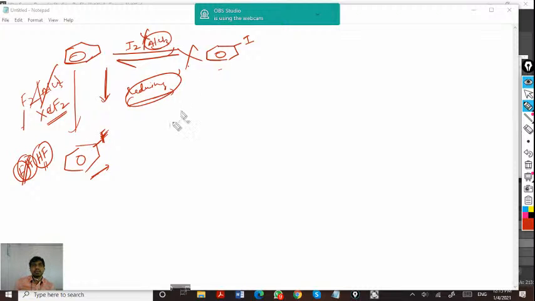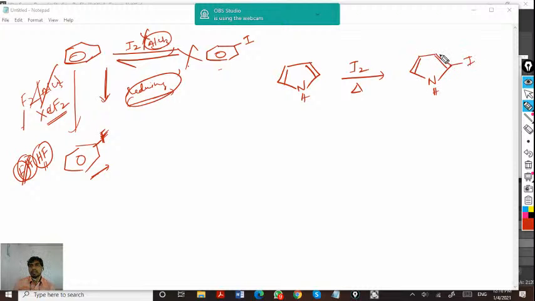Okay, so the final exception, which was asked in a previous examination, is with the pyrrole system. Whenever pyrrole is treated with iodine with heat, it is going to give a per-iodinated product. Okay, per-iodinated product means all the positions got iodinated. So hyper reactive. This is going to give per-iodinated pyrrole. Okay, so per means all positions got attached.